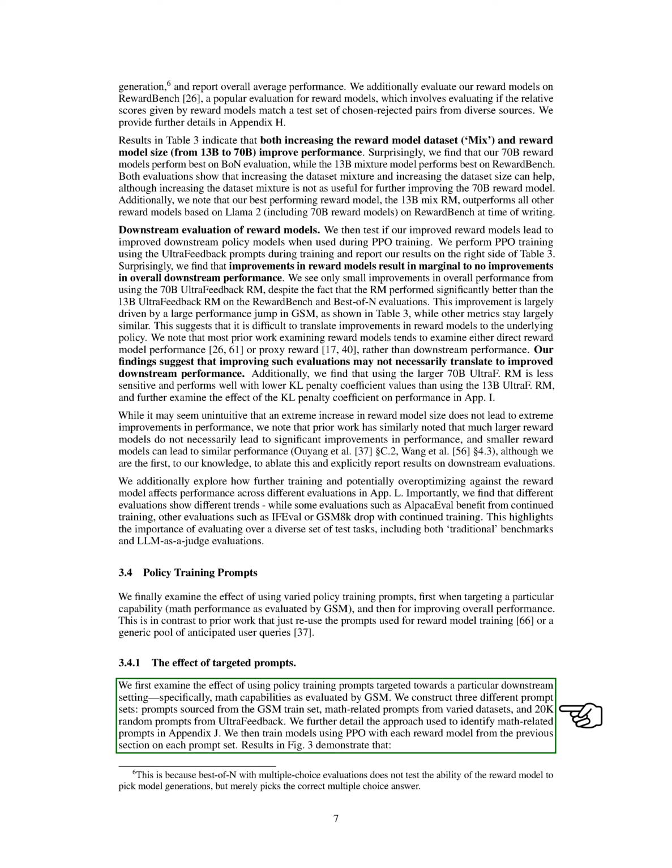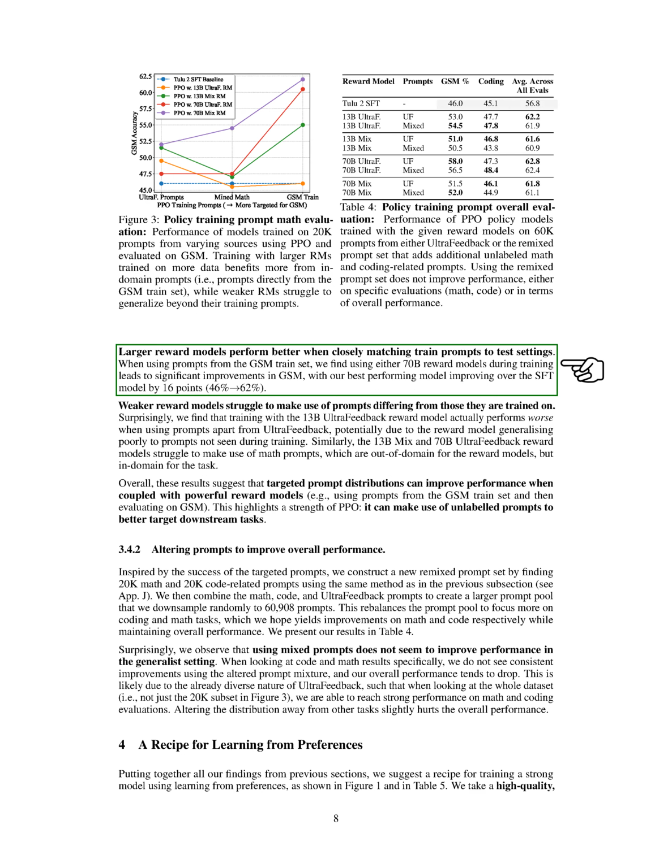We then use these prompts to train models with PPO and each reward model from the previous section. Our results show that larger reward models perform better when the training prompts closely match the test settings. For instance, using prompts from the GSM train set with 70 billion reward models leads to significant improvements in GSM performance.